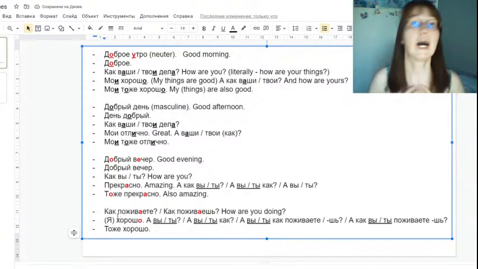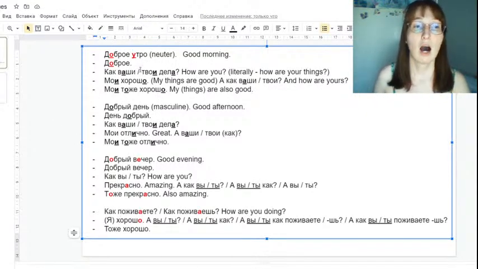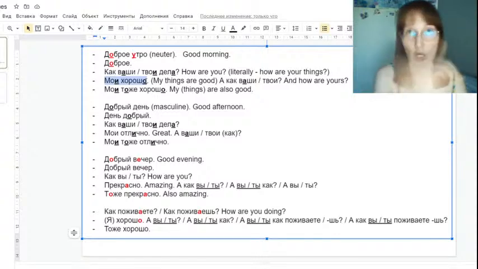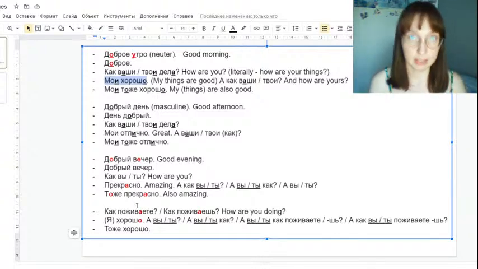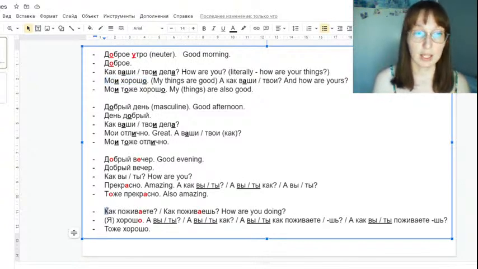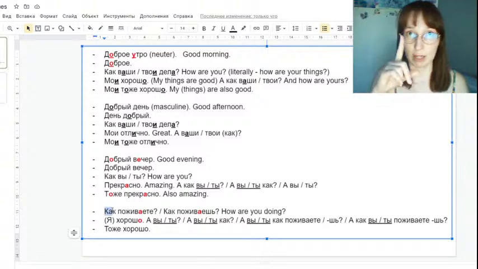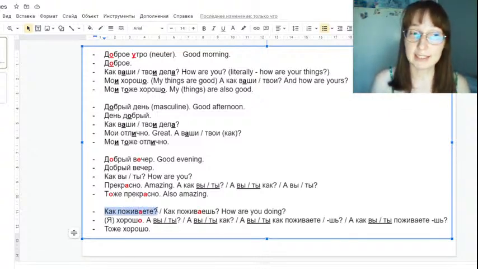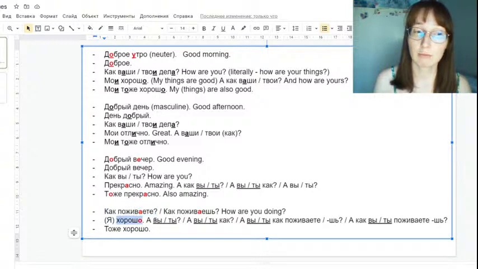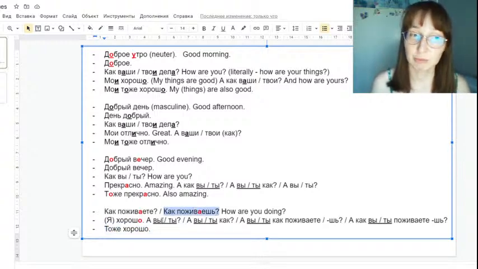I'm good, я хорошо, but how are your things? My things are good. Мои хорошо, not я. I hope you understand this difference. Let me read the whole dialogue. Formally. Как поживаете? Хорошо. А вы? Тоже хорошо. Informally. Как поживаешь? Я хорошо. А ты как? Тоже хорошо.